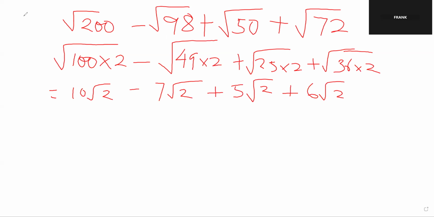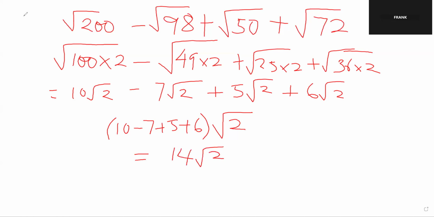We can solve. So how do we solve this? The answer will always be in root 2. So we'll have the numbers multiplying: 10 minus 7 plus 5 plus 6, all of these root 2. So 10 minus 7 is 3, plus 5 is 8, plus 6 is 14 root 2. That will be the answer to this question.